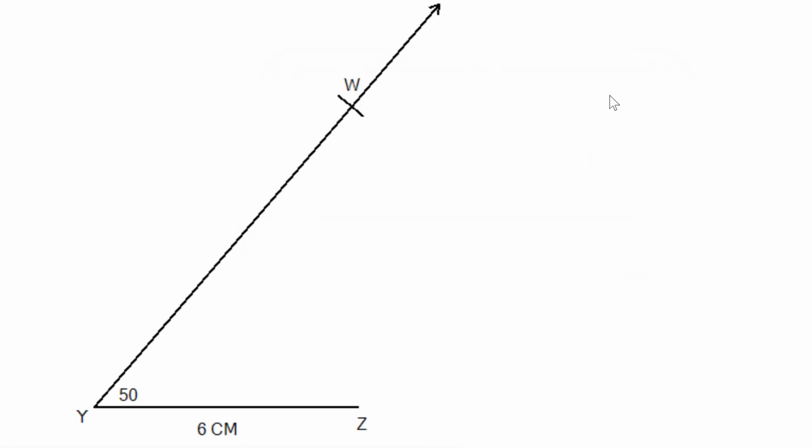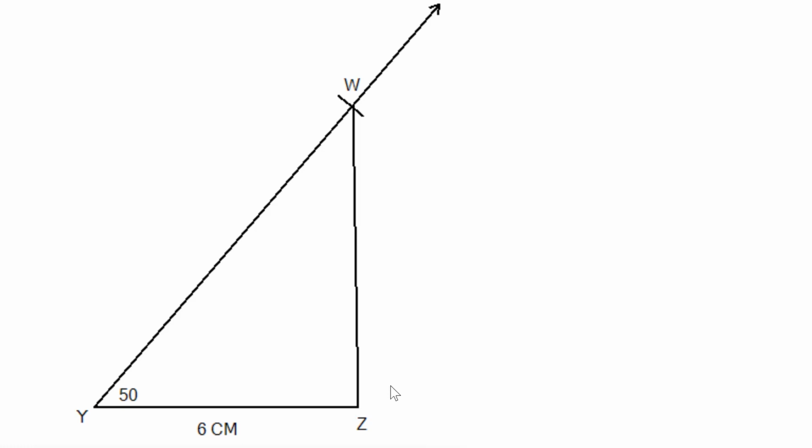Third last step: join WZ. What is length WZ? 6.9. It came the same as earlier. Is the vertical coming? Is the line vertical?